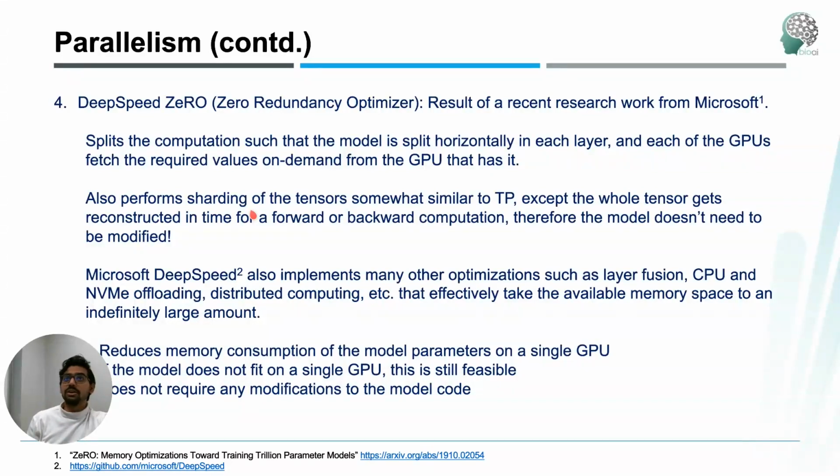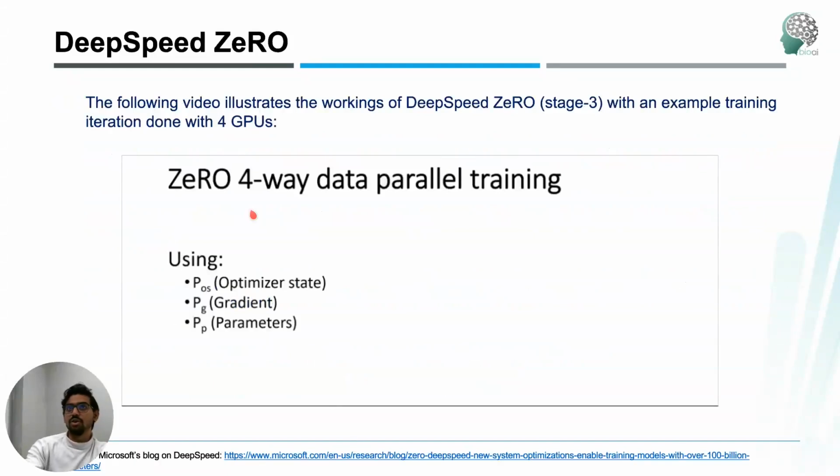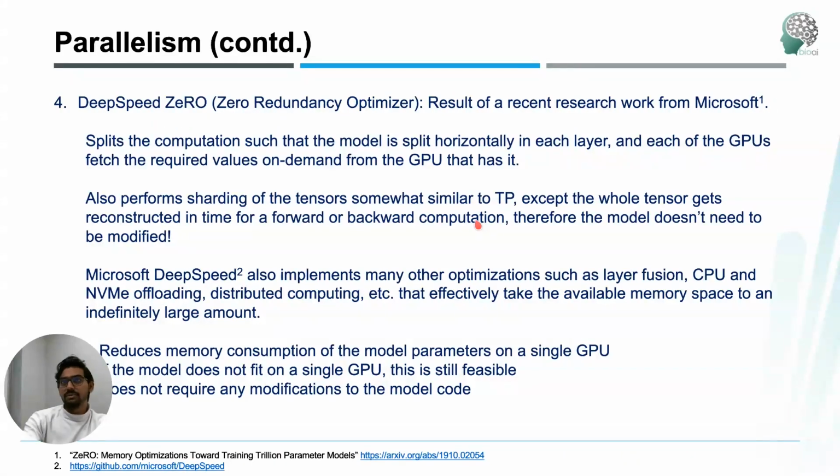It can fit on multiple GPUs even if the model does not fit on a single GPU. And most importantly, it does not require any modifications to model code, which is really important because all of this can be handled entirely by DeepSpeed without any modifications required. In addition, Microsoft DeepSpeed also implements a lot of other optimizations such as layer fusion, basically fusing multiple different commonly used layers to speed up the entire computation.